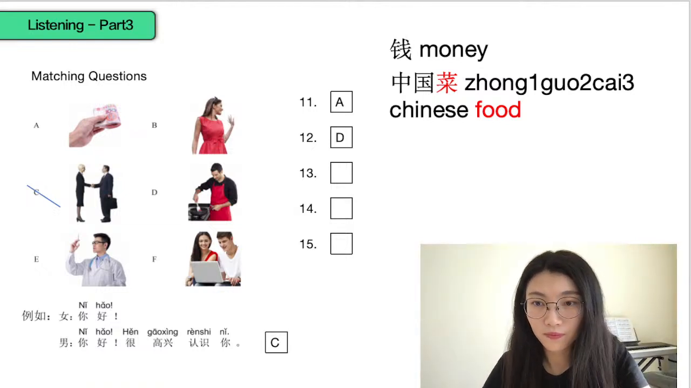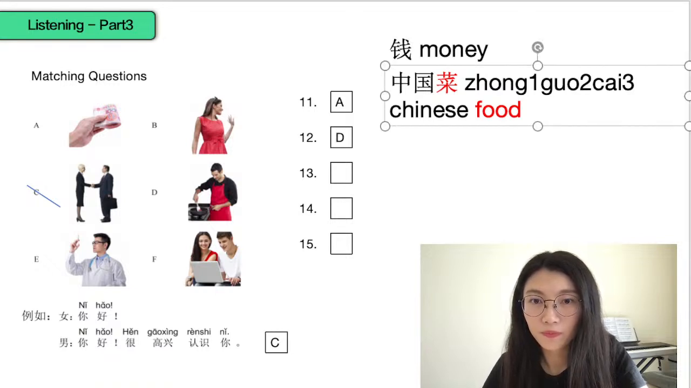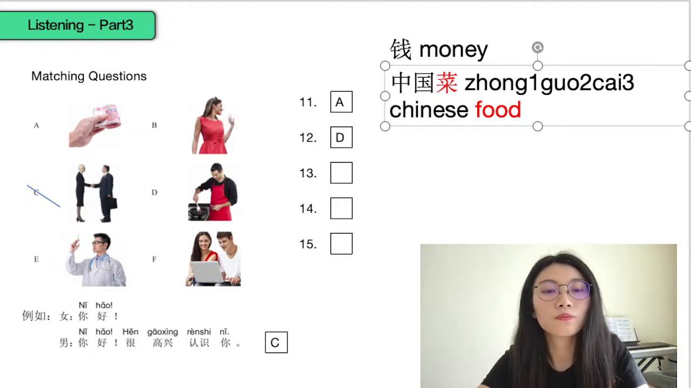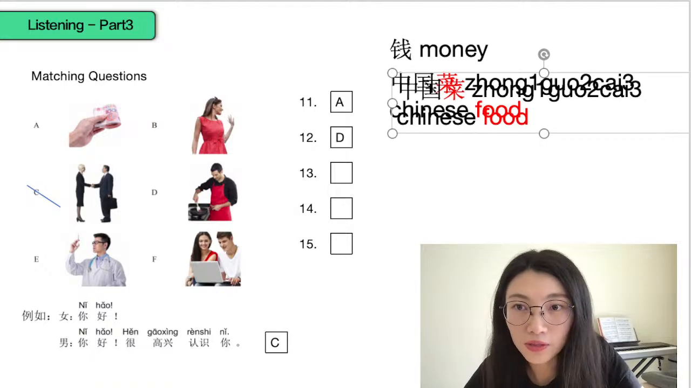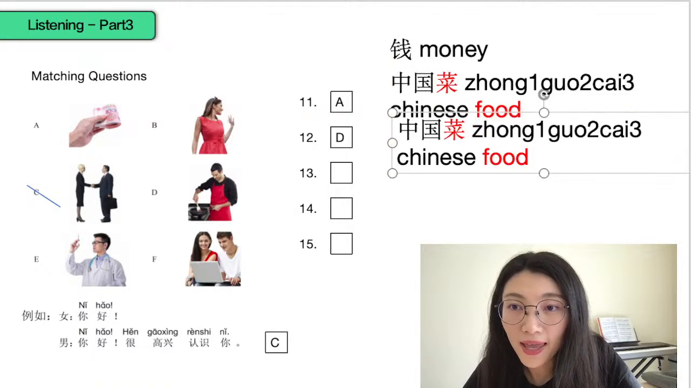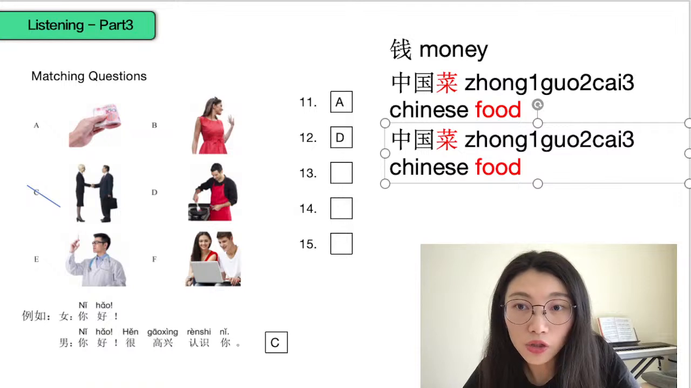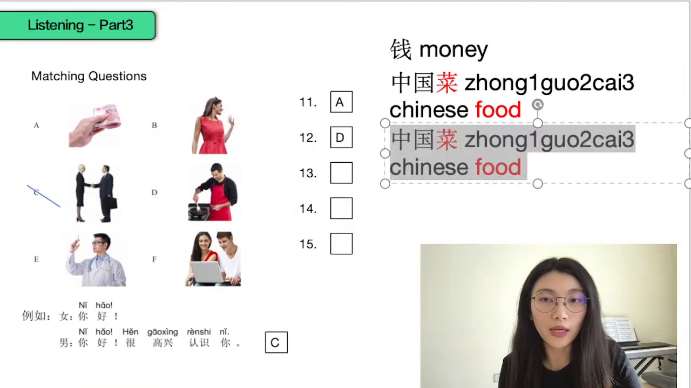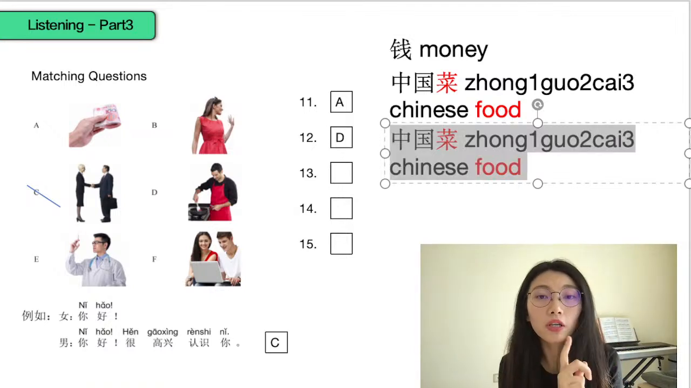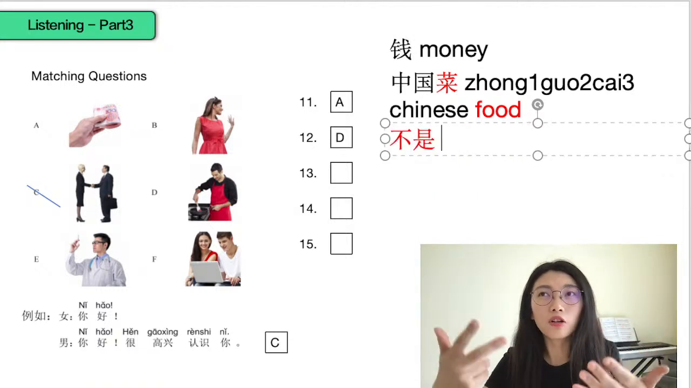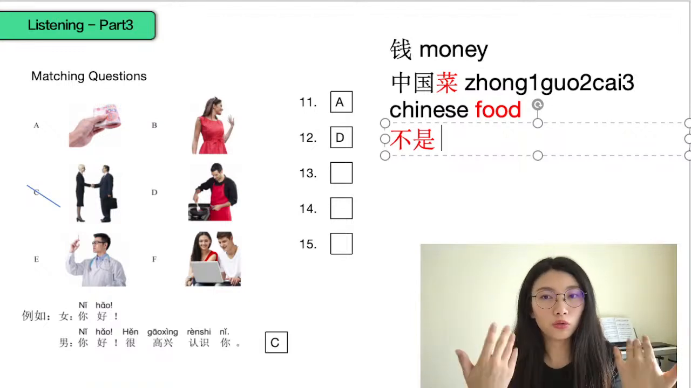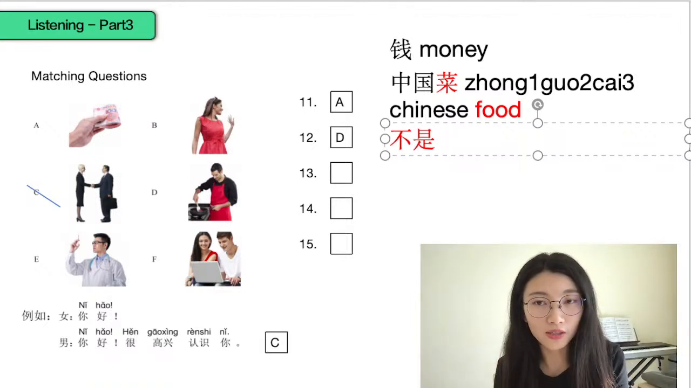Alright, so here, number 13, we have two keywords. The man asked him, 你儿子是老师, teacher. And then she said, 不是. So here, the important thing is 不是. Once you heard 不是, you have to be more concentrated.